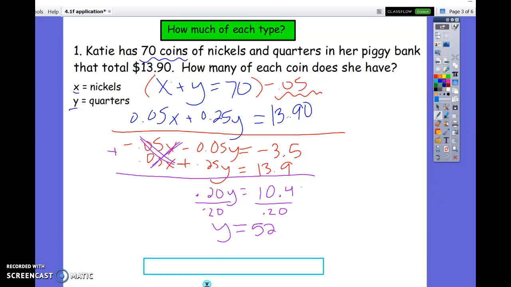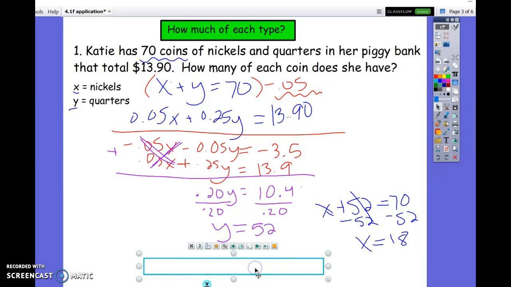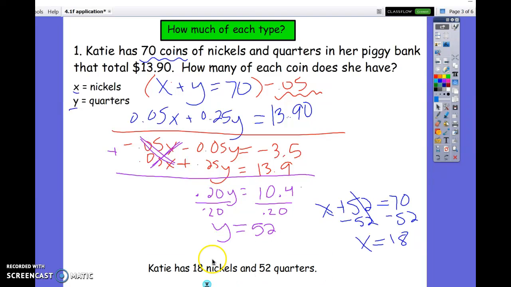So putting that in the context of our problem, right now we know that we're going to have 52 quarters. Well, we've got this handy-dandy equation we can plug it into. So we could take x plus 52 equals 70. We could plug it into the other one, but in my opinion, this one is much simpler to figure out. x is equal to 18. So now that we've figured this out, we need to write our answer in a sentence. So we know that Katie has 18 nickels and 52 quarters. And that's our final answer.